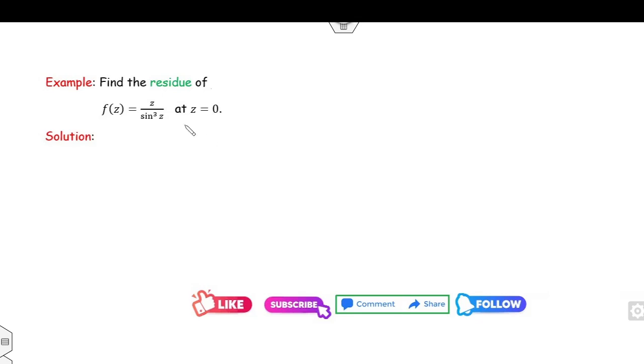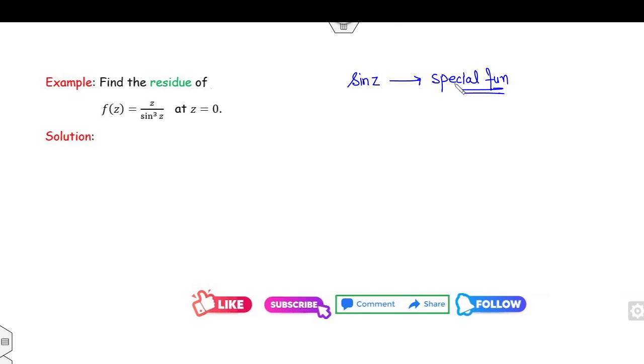Look at the first example. Your target is to find the residue of the function. Clearly, the function with sine z is given, which is my special part. So that means you may also use lectures number 1 and 2.